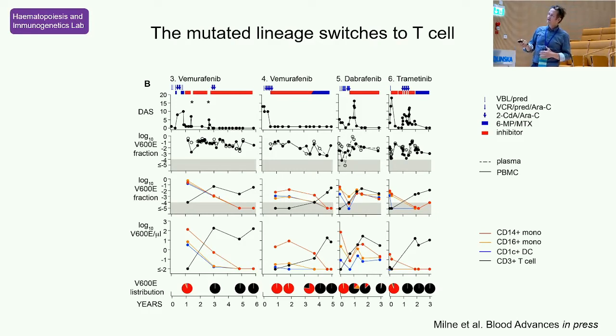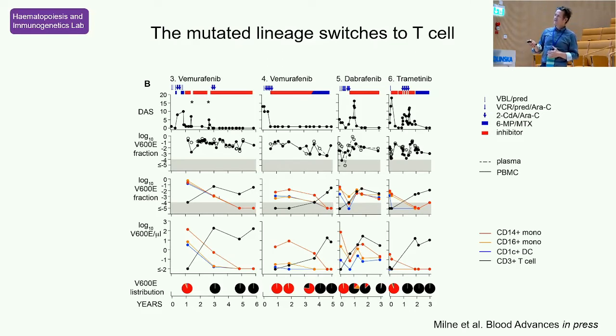And this is the mutation burden per microliter of blood, so similar data, just a different denominator. And the pie charts showed us the proportion of mutations present among the different lineages. So red and orange is monocyte and black is T cell, and you can see in these 4 patients that the mutation effectively switches from the myeloid compartment to the T cell compartment. So we were a bit surprised about that.